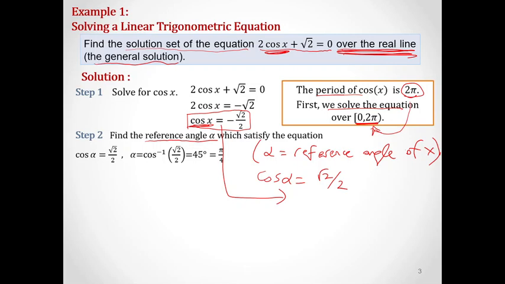We don't take the negative because the reference angle is always an acute angle, and trigonometric values are always positive for the reference angle. Now from here we can use the inverse cosine, and we can say this alpha should be 45 degrees, or in terms of radians it has to be pi over 4.